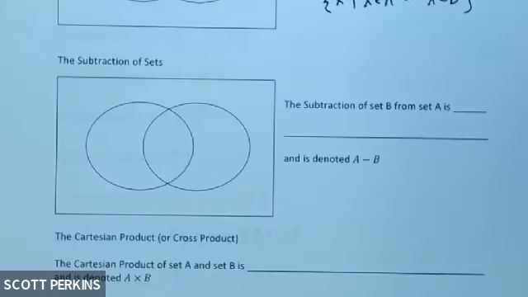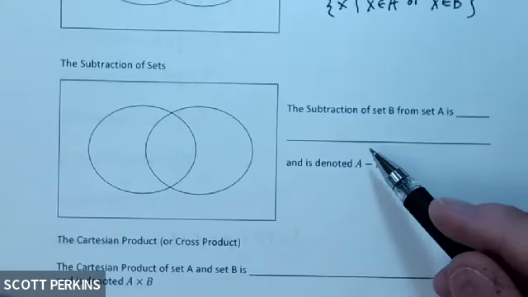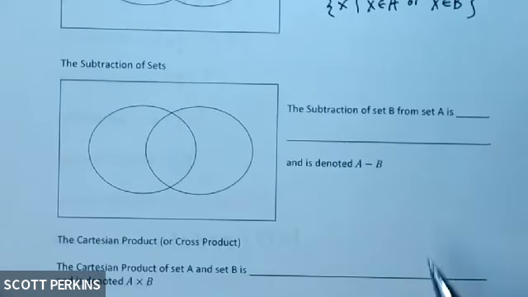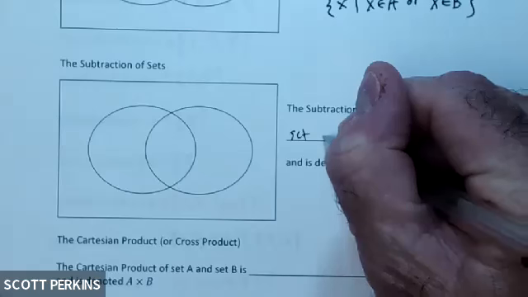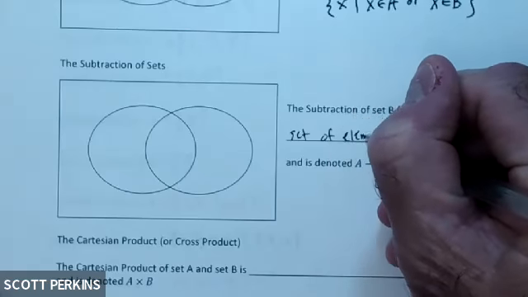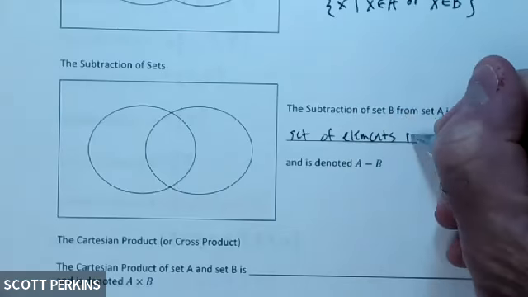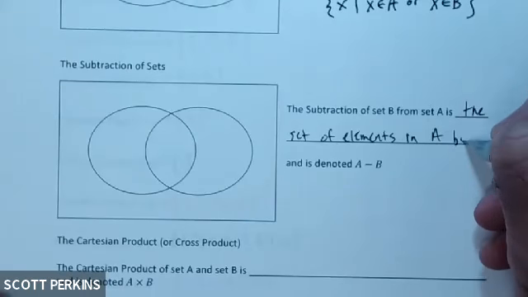Where we left off last time, as we just reviewed real quick, we talked about the complement, the intersection, and the union. So that brings us to the fourth of our major set operations, which is called set subtraction. The subtraction of set B from set A is the set of elements in A, but not B.